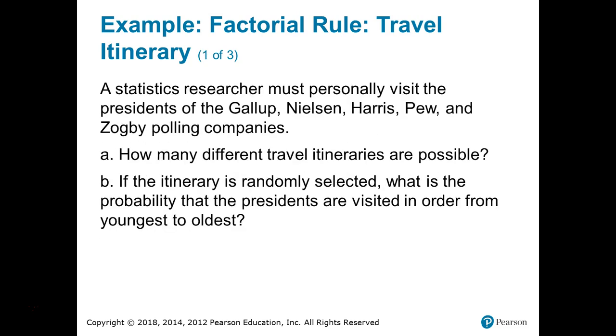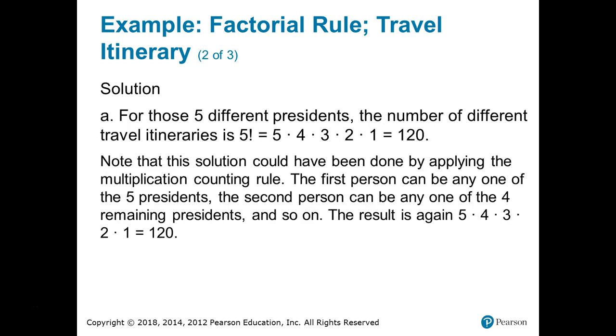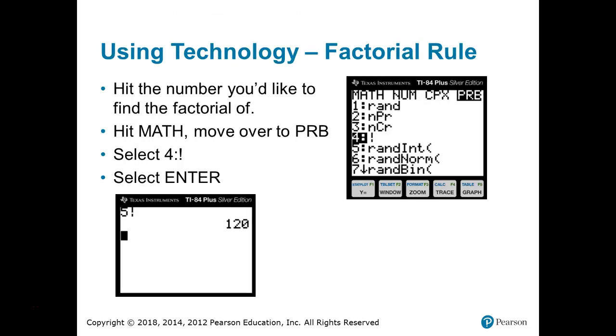Part B is asking, if the itinerary is randomly selected, what is the probability that the presidents are visited in order from youngest to oldest? And you might say, well, how the heck am I supposed to know? I don't know what their ages are. But what this problem is really trying to get you to see is how many of those 120 itineraries are going to be exactly in the right order from youngest to oldest? Well, there's only one possibility. I don't need to know which one that is. I just have to know that there's only one possible way to have them be from youngest to oldest. So it's going to be 1 over 120 as that probability.